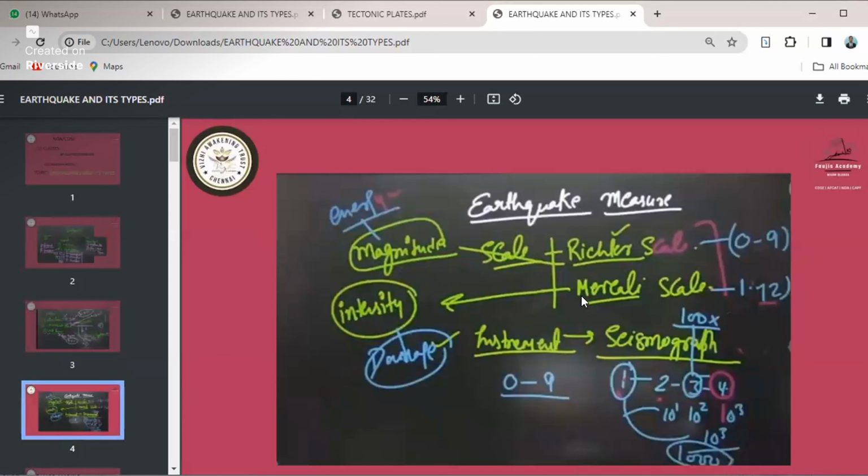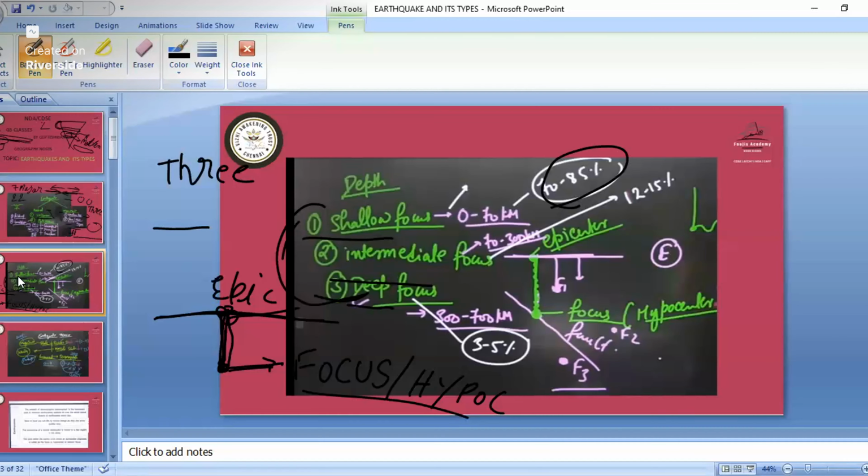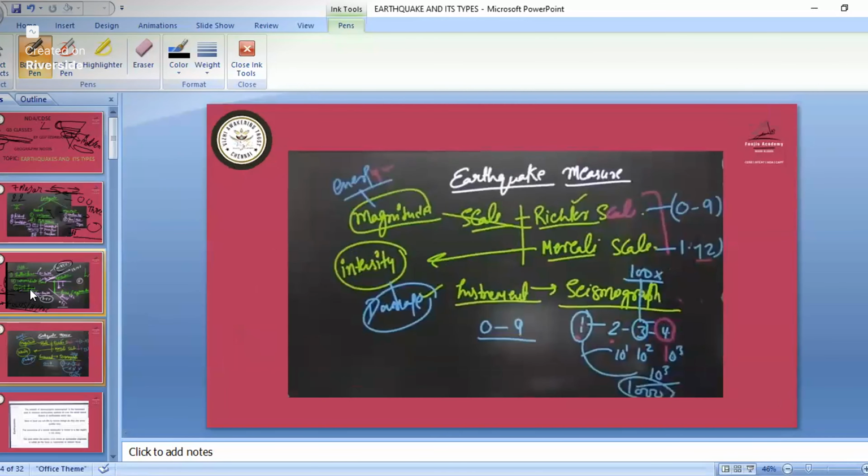Now we will study about the earthquake measuring. So just wait a minute. Let me change this slide into the pent-up type. Okay, here is my slide changing. Anyone can you confirm me?